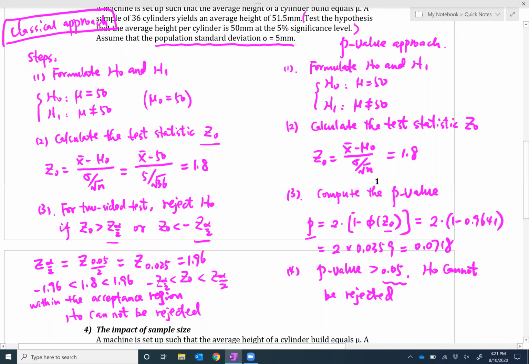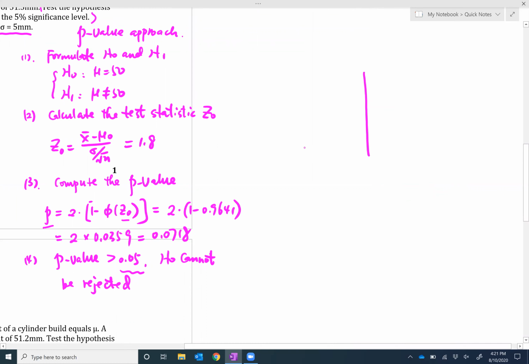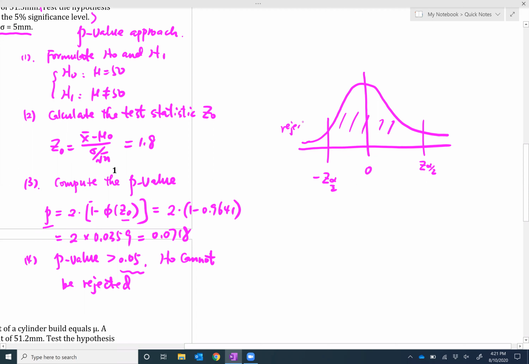So now, if I draw the figure, you see here, previously in the classical approach, this is a standard normal distribution. Now, you're trying to find z alpha over 2. Right, this is z alpha over 2, and this is minus z alpha over 2. And this is my acceptance region. And these two sides are rejection regions. Reject, reject. And this is the acceptance region. Now, you want to find where your z0 is. For example, z0 is right here or z0 right here.